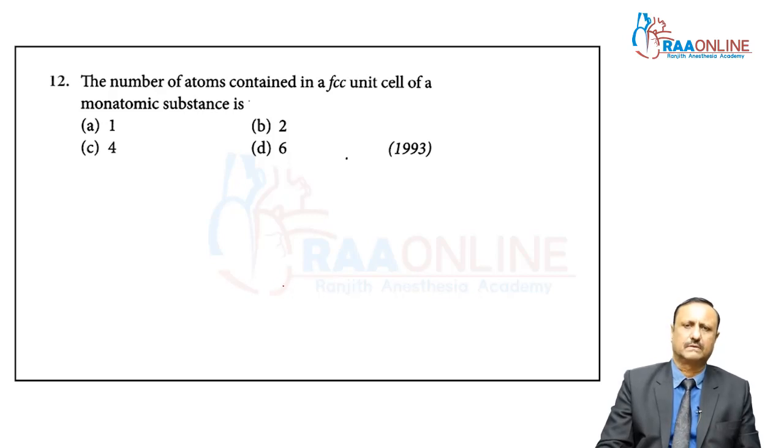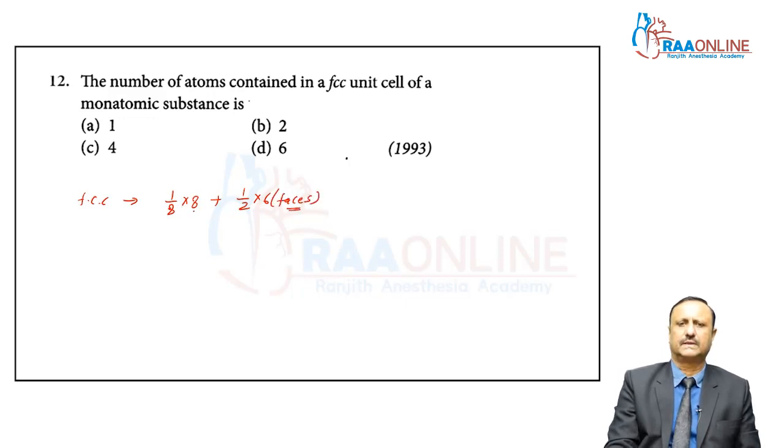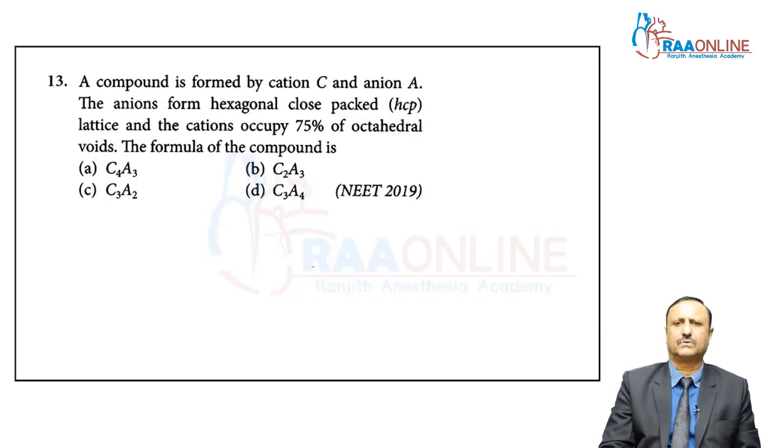The number of atoms contained in an FCC unit cell of a monoatomic substance is, my dear students, the same question as before. In FCC, you can see 1 upon 8 into 8 plus 1 upon 2 into 6, 6 faces. These are the faces, 6 faces are present. The corner atoms are 8, multiplied by 1 by 8, and then you can get 4. So the answer of this question is 4. Question number 12, answer is 4. Now we can see question number 13.